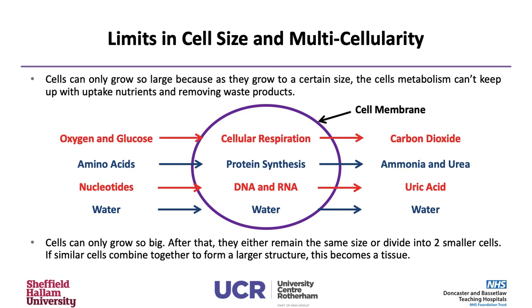A byproduct of breaking down proteins is what's called ammonia and urea, and that essentially needs to be removed from the cell. Larger bodily processes, so tissues, organs and body systems, remove that waste.